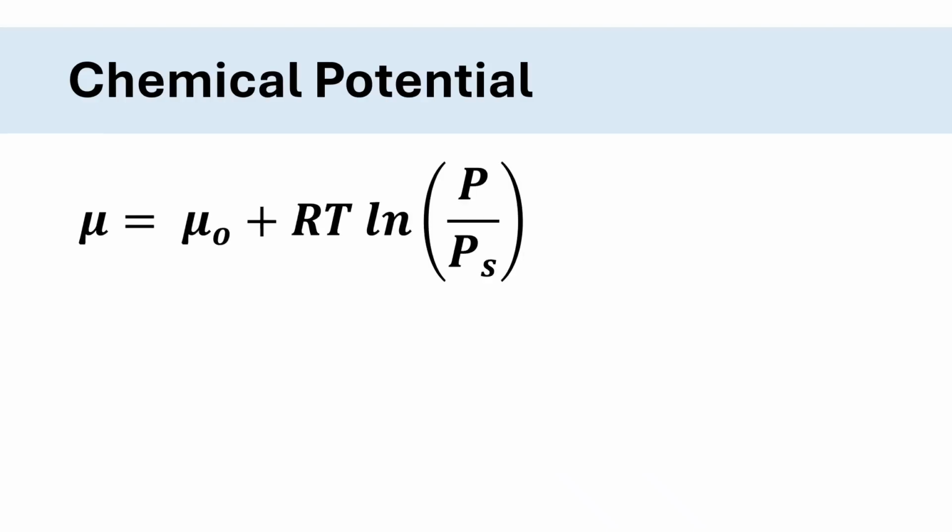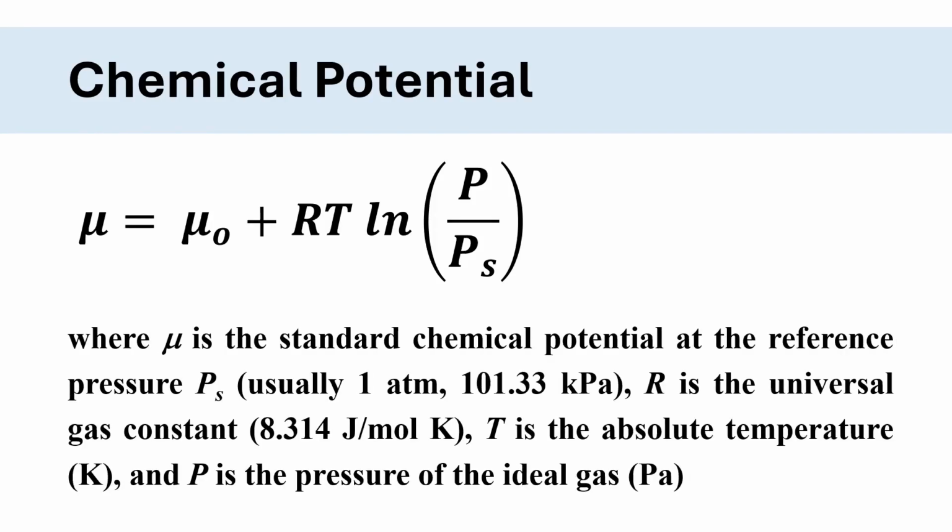The chemical potential of a pure ideal gas increases logarithmically with pressure at a constant temperature. Mu equals mu naught plus RT ln P by Ps, where mu naught is the standard chemical potential at reference pressure Ps, usually 1 atmosphere. R is the universal gas constant, 8.314 joules per mole per degree K. T is the absolute temperature in Kelvin, and P is the pressure of the ideal gas in Pascal.